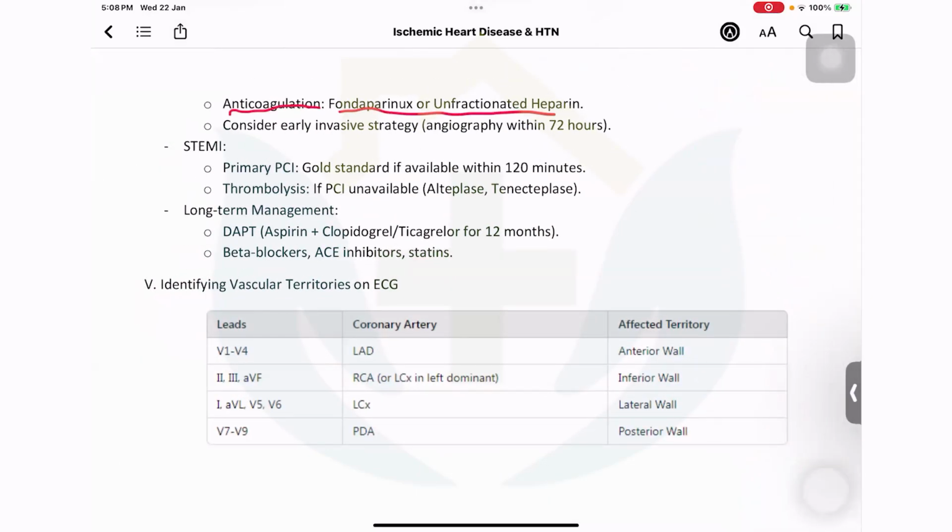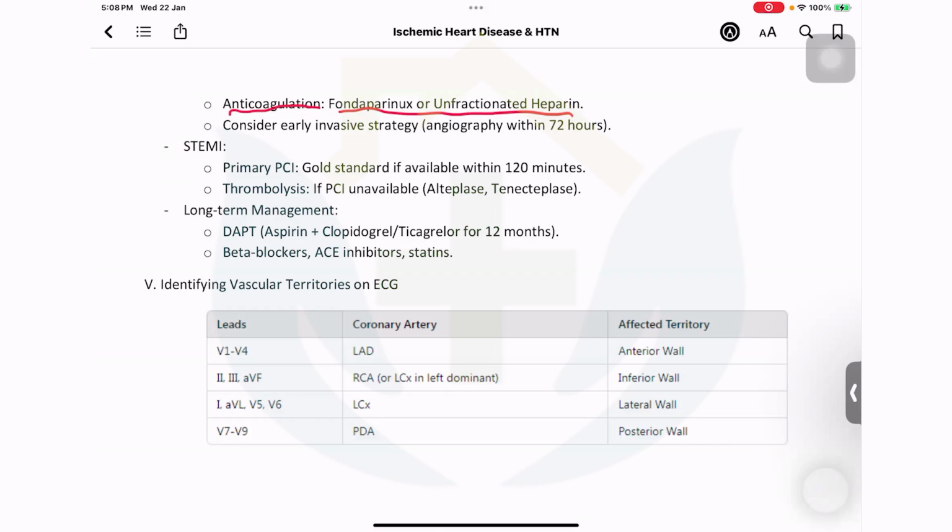Now, this is the difference in management. In stable angina, you never use anticoagulants, only antiplatelets, single antiplatelet, that is aspirin. But in case of unstable angina or non-STEMI, you will start using anticoagulation along with dual antiplatelets. So aspirin, clopidogrel or ticagrelor plus heparin or fondaparinux. And there is no rush. You can do angiography within 72 hours. So there is no rush in non-STEMI.